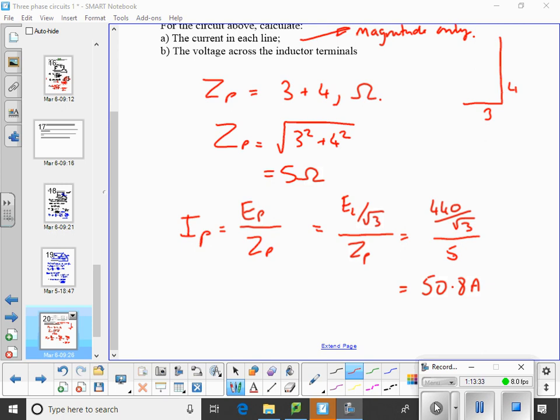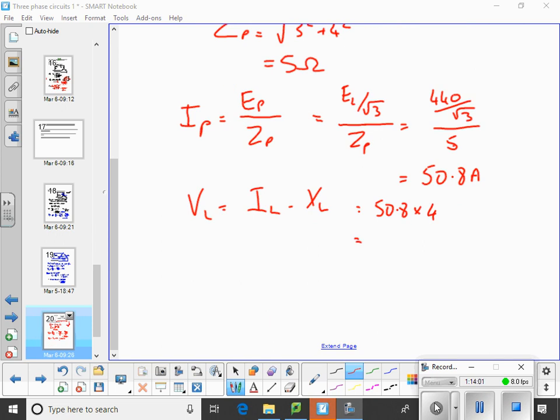And again, all we want is the magnitude of VL. How can I get that? Ohm's law, IL times XL, which you've been given. 50.8 times 4. I've got 203 volts.